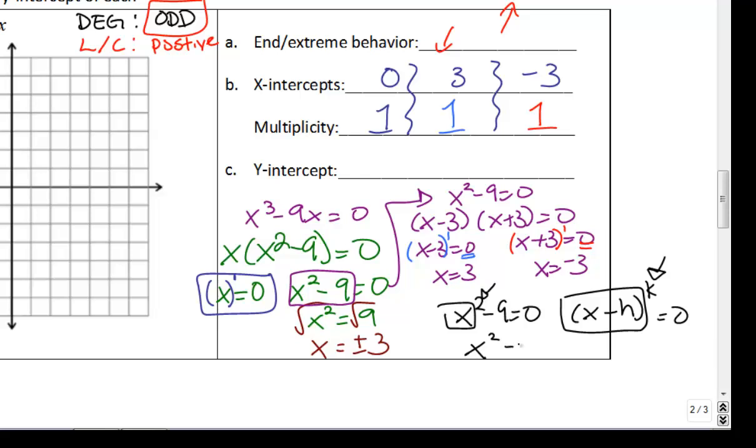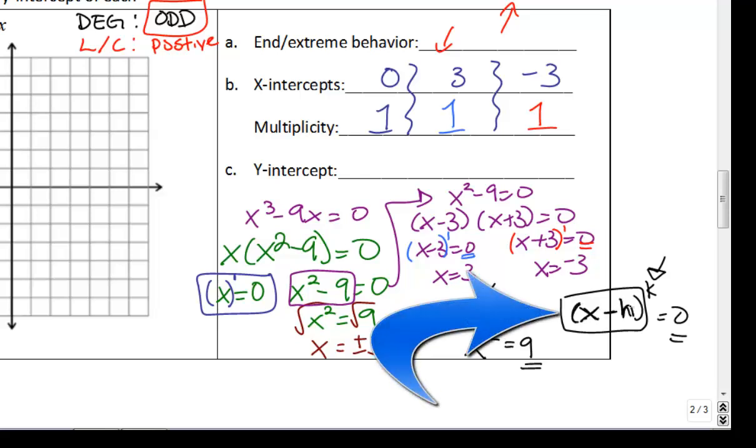When I move 9 to the other side, am I now equal to 0? No, I'm not equal to 0. So when you're doing this, just because you have a square doesn't mean you have a multiplicity of 2. Only when you have a factor like this raised to a power and equal to 0 will you have a different multiplicity. Let me erase this, and then we're going to find the y-intercept, which is next.